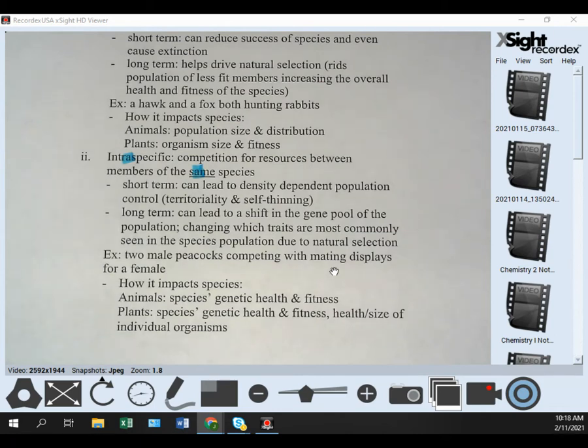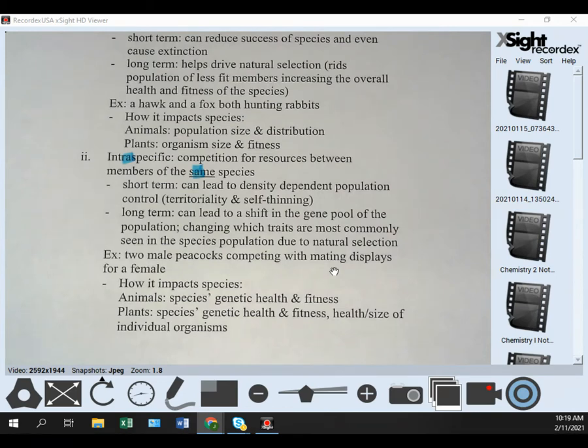Anybody know what territoriality is, or in animals? Typically, yeah, like breeding grounds, something they control. Yeah, good. And territory, especially in animals, is usually about controlling the resources that they need to survive and reproduce and all that kind of stuff, right?